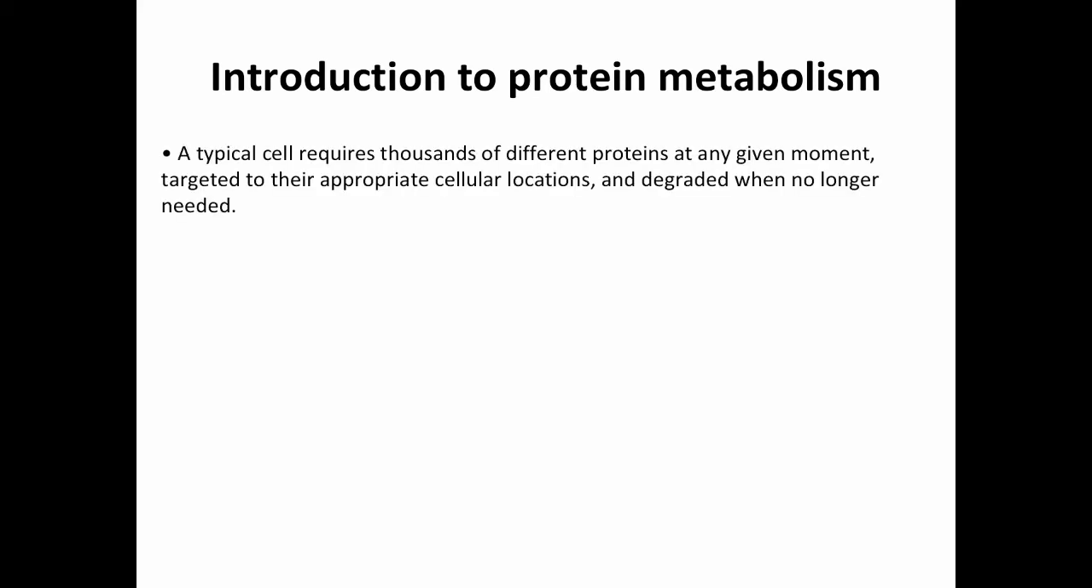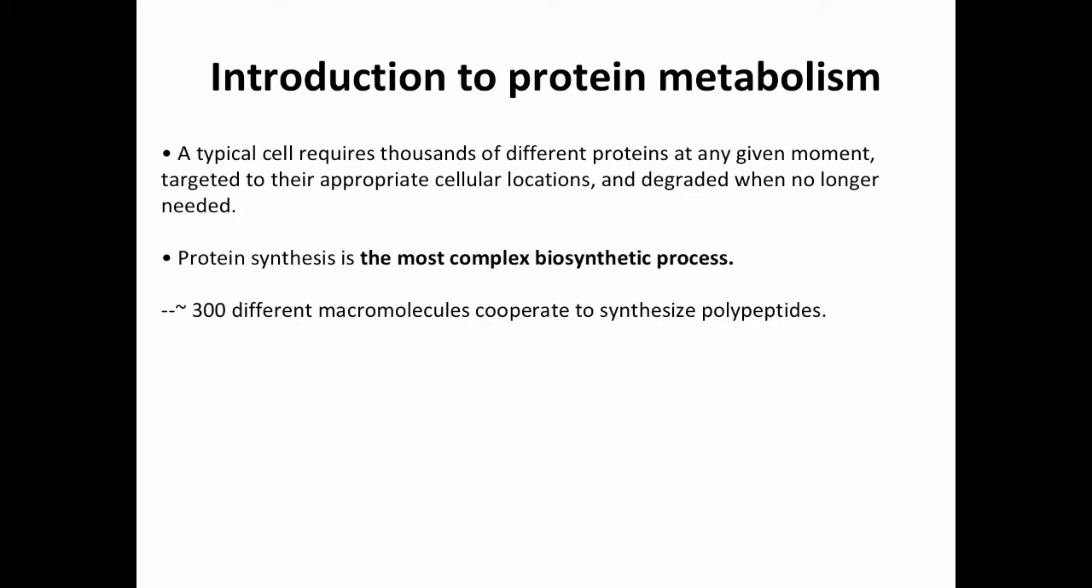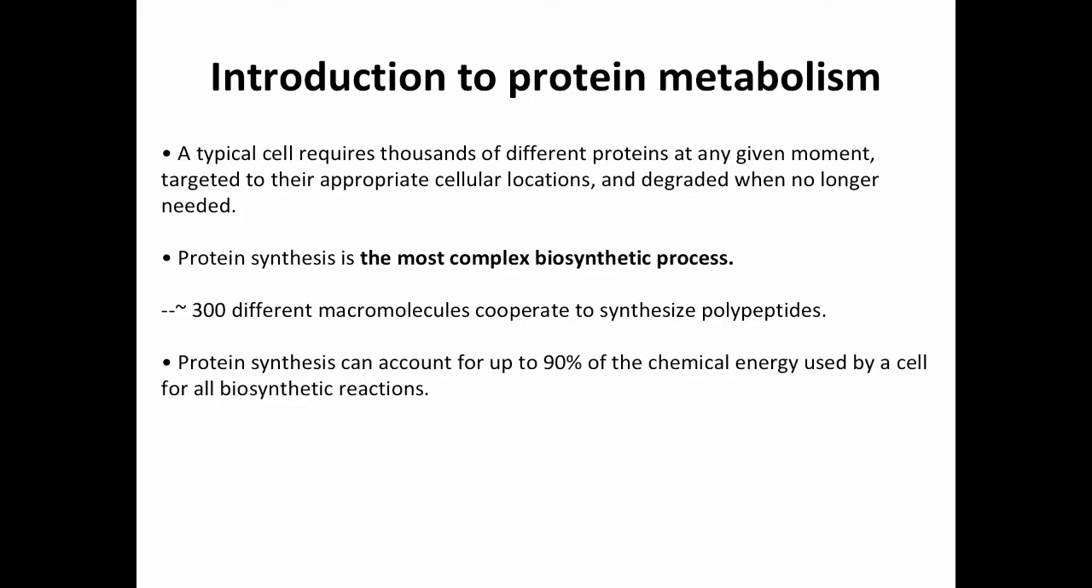So a typical cell is going to require thousands of different proteins at any given moment. And those proteins, they need to be targeted to their appropriate cellular location. And once they're there, they become degraded when they're no longer needed. Protein synthesis itself is the most complex biosynthetic process. So it requires 30 different macromolecules, so those are going to be proteins and RNAs that are going to be involved in making a polypeptide.